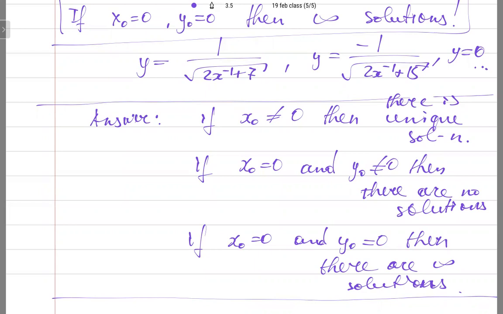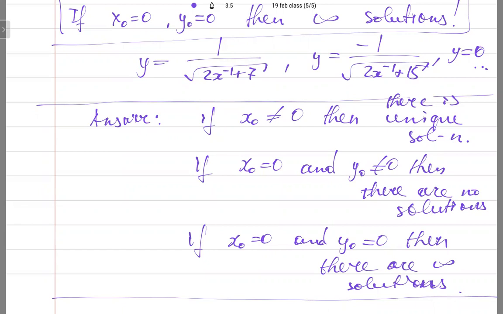So we have discussed what we can do, basically, related to the solution of differential equations. We are not always interested in just solving the differential equation. Sometimes we are interested in the number of solutions and so on.